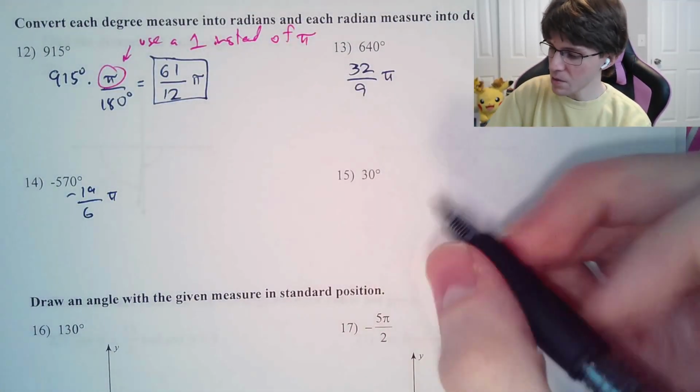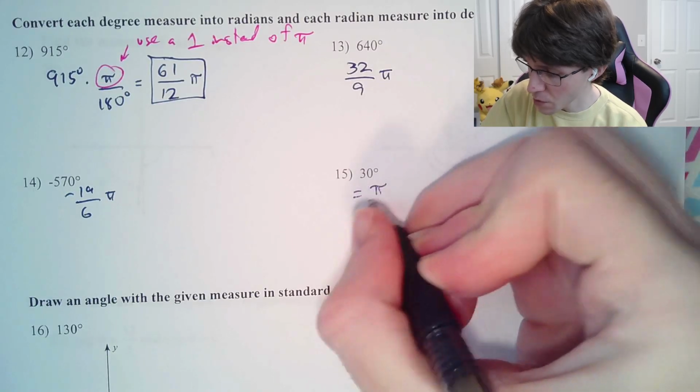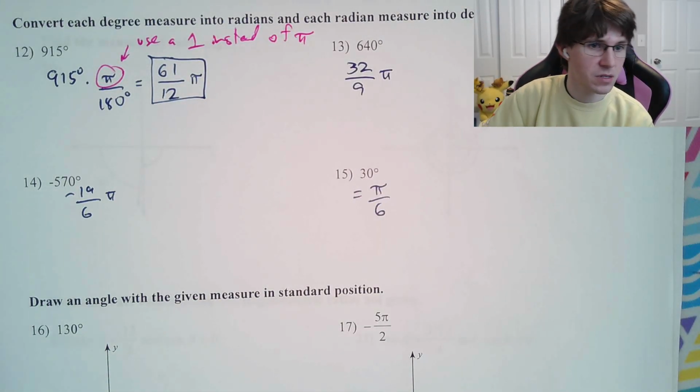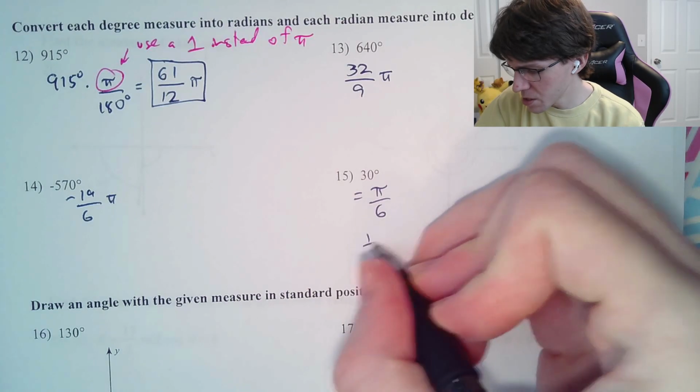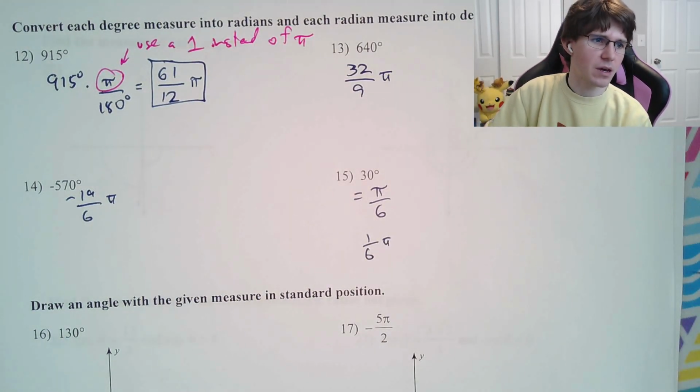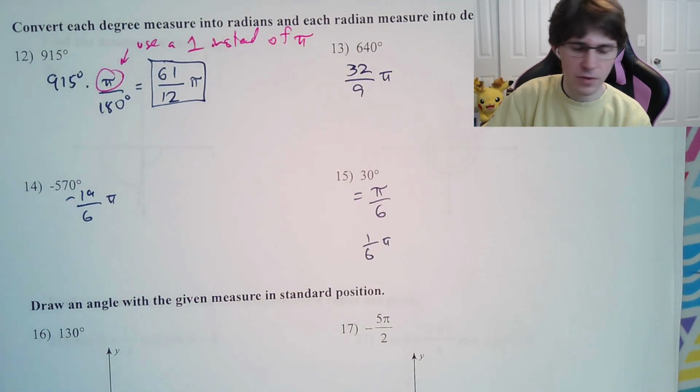And last but not least, same exact thing, but I know this one off the top of my head. This is one that's recommended to memorize, pi over 6, or 1. You could also have written this as 1 over 6 pi, but I always like to replace the 1 with a pi if you can.